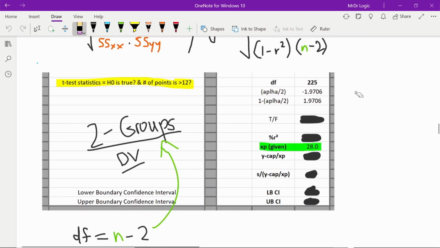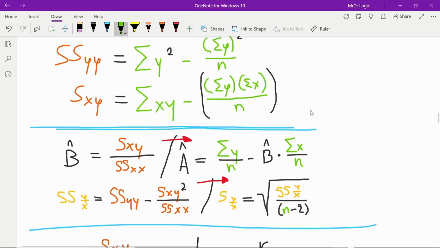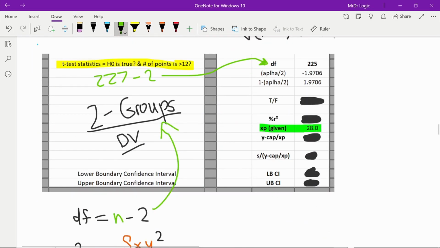And 225 because DF is n minus 2, which was, I'm going to write the n here, 227 minus 2. We get DF, which is this. And then obviously alpha, the alpha. And then you remember this. Way past that, that's a good old reject.